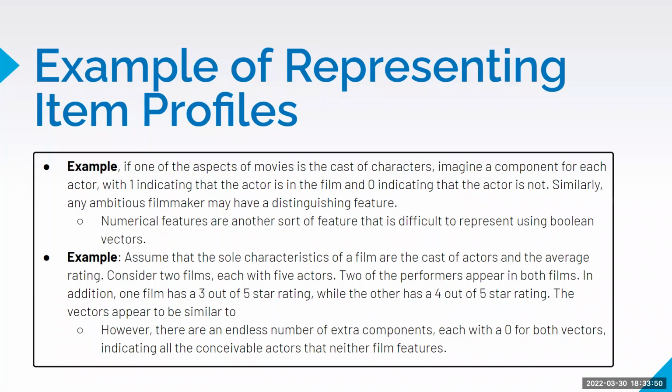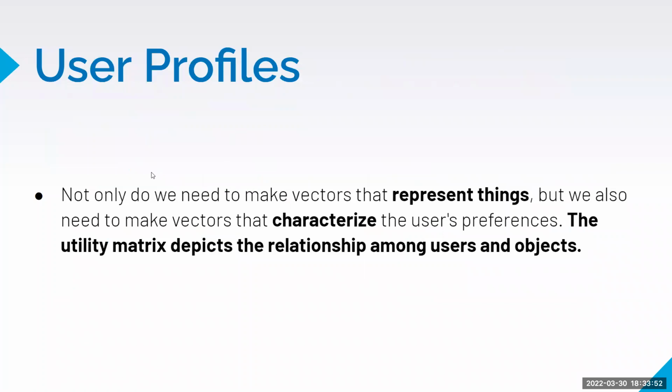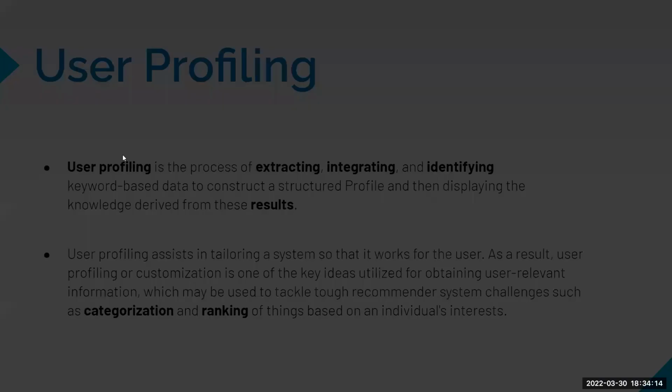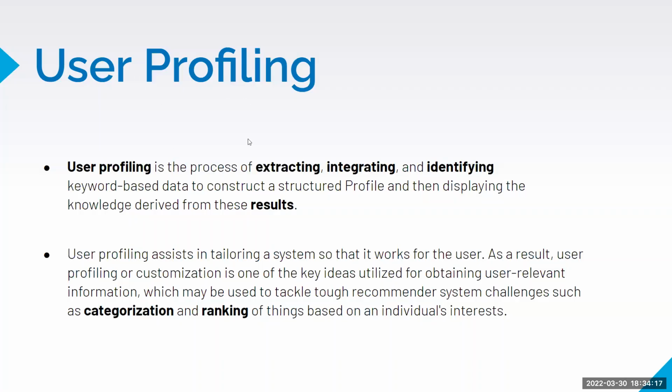Now let's understand user profiles. It's almost similar, but with a few differences. Not only do we need to make vectors representing things, but now we need vectors that characterize the user's preferences. The utility matrix, which we used in item profiles, in user profiles depicts the relationship among users and objects. Based on that, we need to understand more how user profiling works.